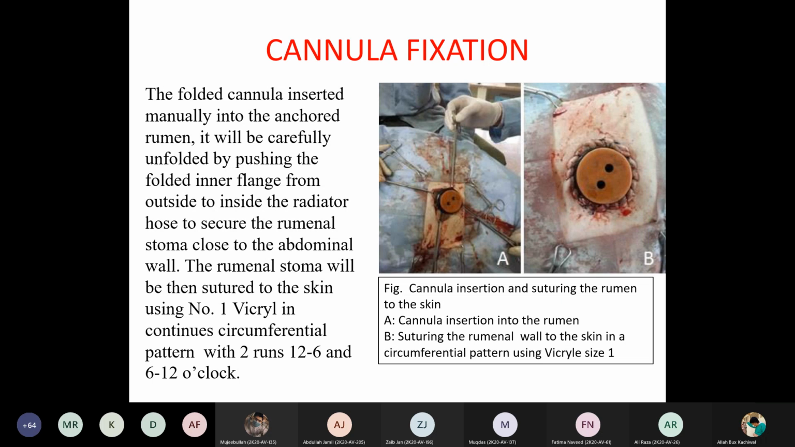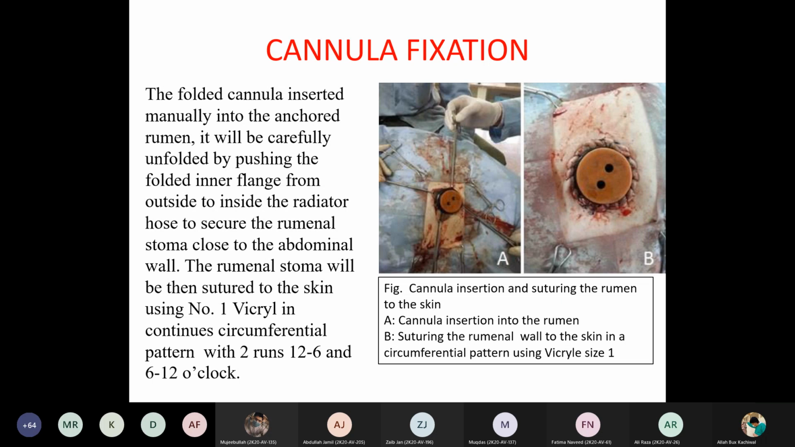The cannula fixation. Now if you see in this picture, the cannula has been fixed in the area of the rumen. It has crossed the rumen. It has to be fixed outside of the skin, and then you can see the stopper is observed outside of the area. So the folded cannula is inserted manually into the rumen.